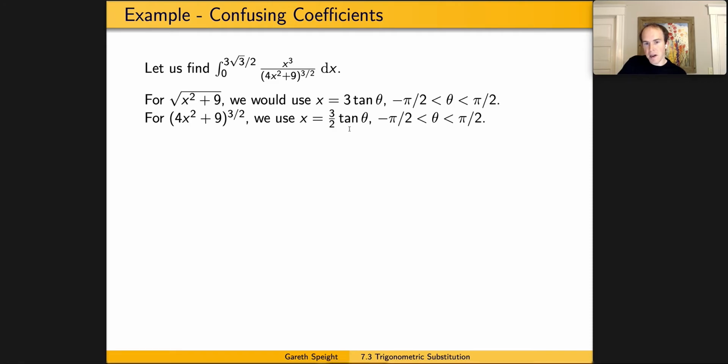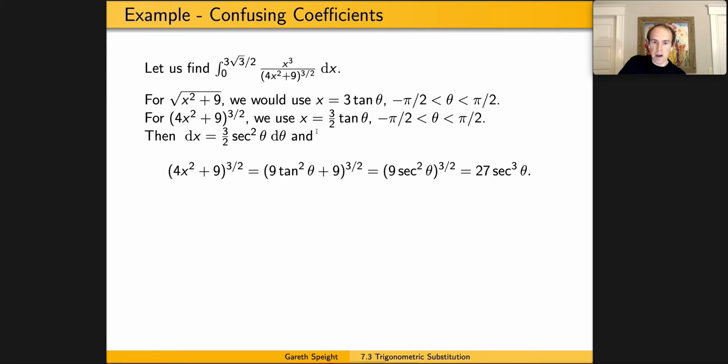So instead of using 3 tangent theta, we're going to use 3 over 2 tangent theta, because then once we do x squared, we're going to be dividing by 4, and that's going to cancel with the 4 here. So we're going to be back into the land where everything works. Okay, so let's see how that works. So let's go ahead and use x equals 3 over 2 tangent theta, dividing by the square root of that coefficient in front of the x squared. Then dx over d theta is going to be 3 over 2 secant squared theta d theta. So we can write dx in terms of d theta. And then the next task was to simplify this power 3 over 2.